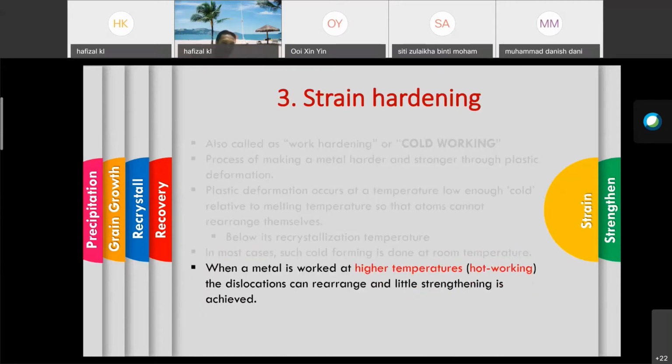When the metal is worked at a higher temperature, the metal will show a different color, orange, like glowing. When we work at a higher temperature, we call it the hot working process. In hot working, the dislocations can be rearranged, the dislocations created by plastic deformation can be altered, and little strengthening is achieved.